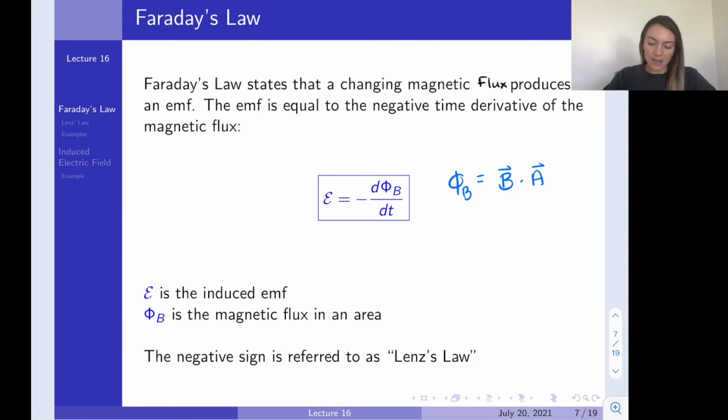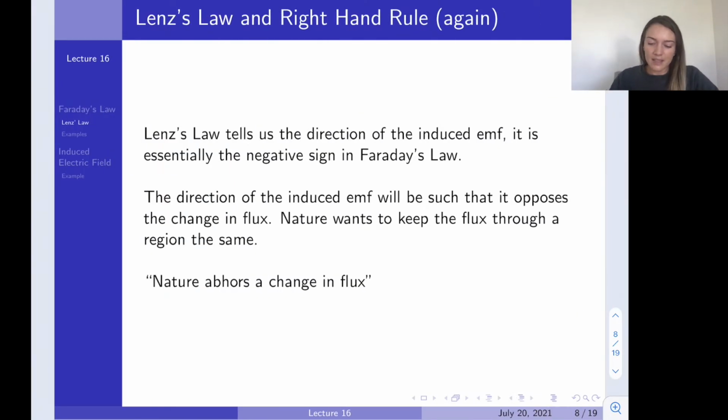And so this negative sign here is sometimes referred to as Lenz's law, but it's really part of Faraday's law. So this whole equation is referred to as Faraday's law, and the negative sign here just tells us the direction of the EMF, which we'll do in a second. So Lenz's law just tells us the direction of the induced EMF, and like I said, it's basically the negative sign in Faraday's law. The direction of the induced EMF will be such that it opposes the change in flux.